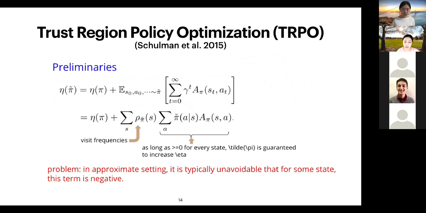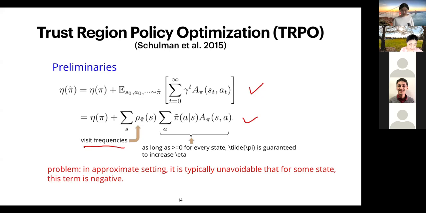Okay, so if there are no further questions, then we're fine with this equation. Now, you can see for the second term, you can just write it in terms of this frequency vector. This is the visit frequency for S. So it's the probability of visiting S multiplied with the summation of the pi tilde multiplied with pi, right? This is nothing but expanding out this expectation over pi tilde.